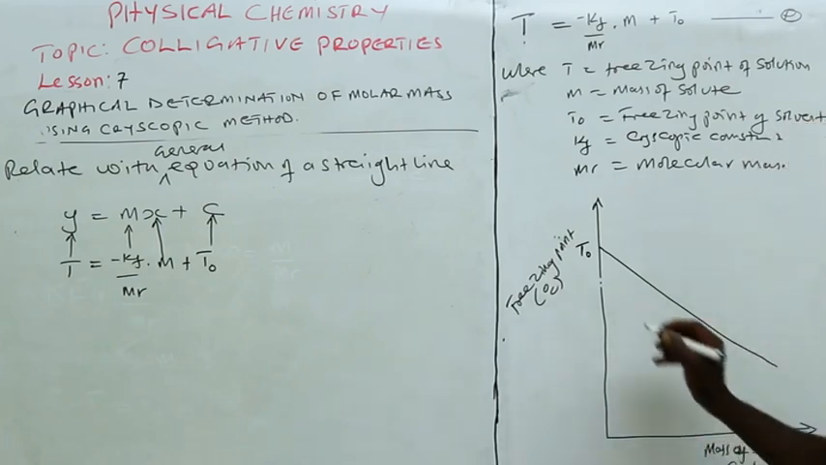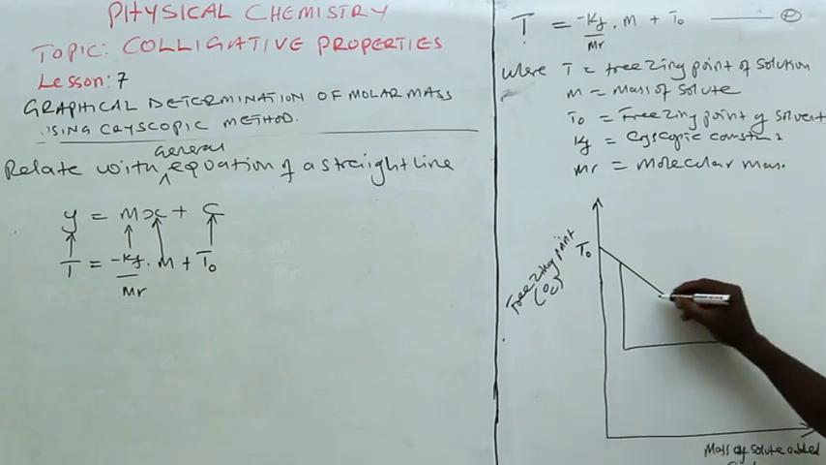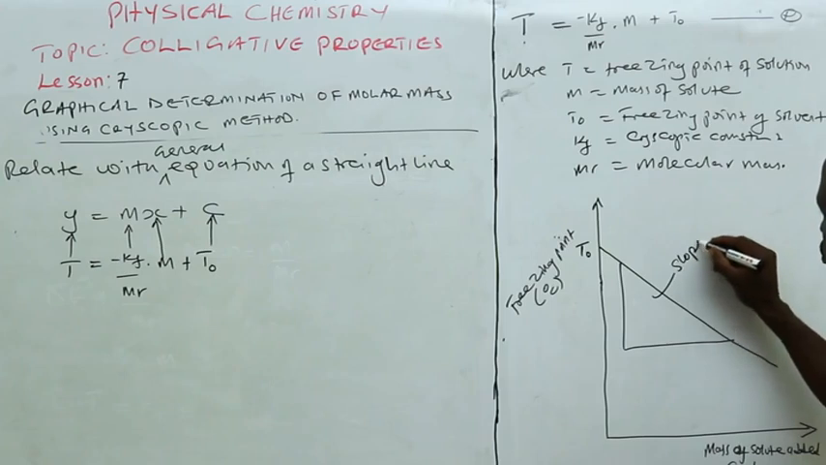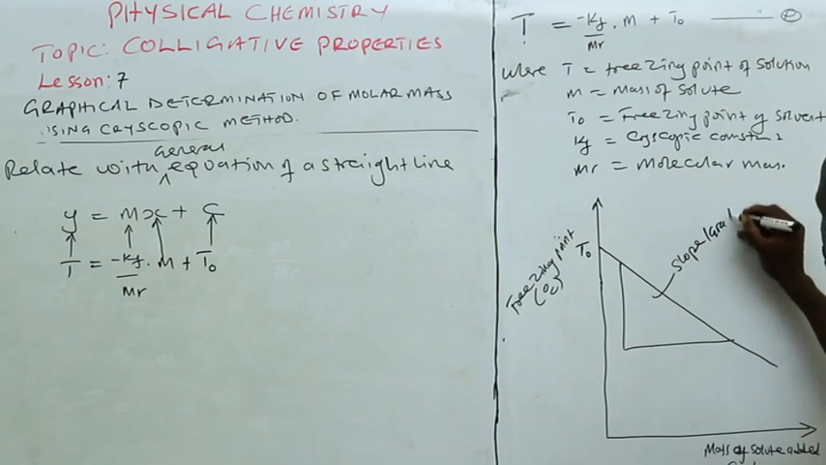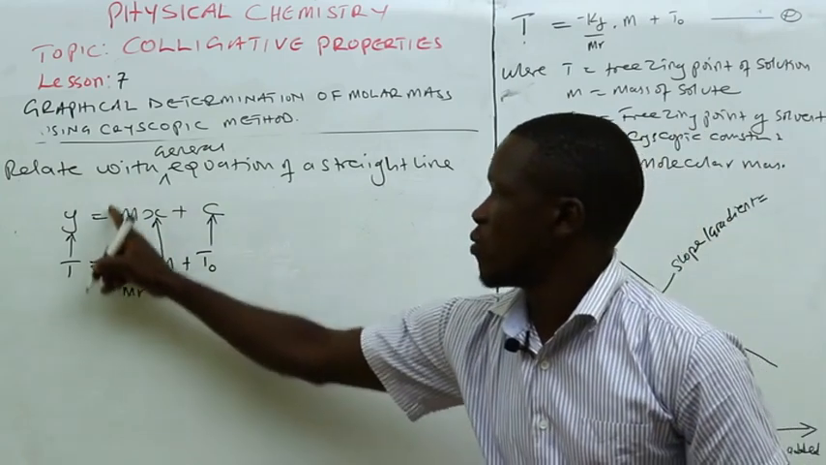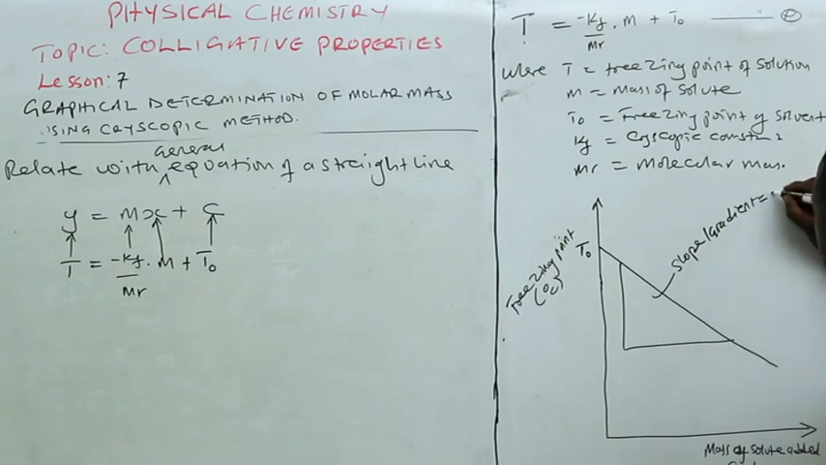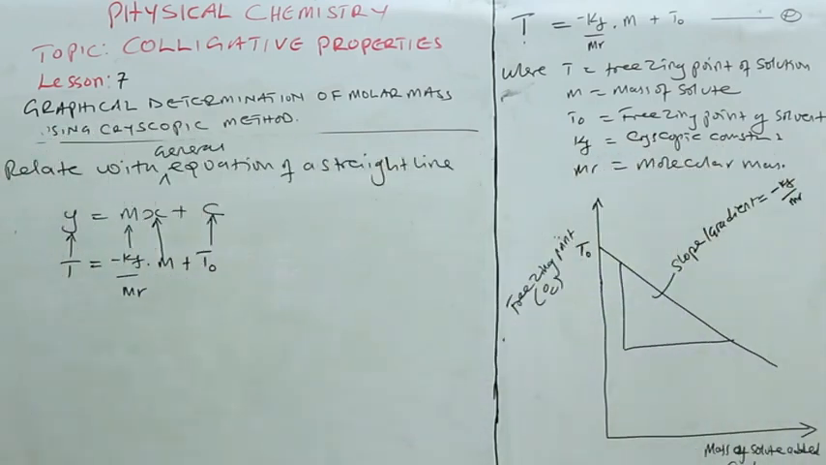And then if you go ahead and obtain the slope, or what you call the gradient, then the gradient should be equal to what we see here, matching with the gradient. The gradient should equal negative Kf over molecular mass. Meaning that there are quite many things that the examiner could ask you.